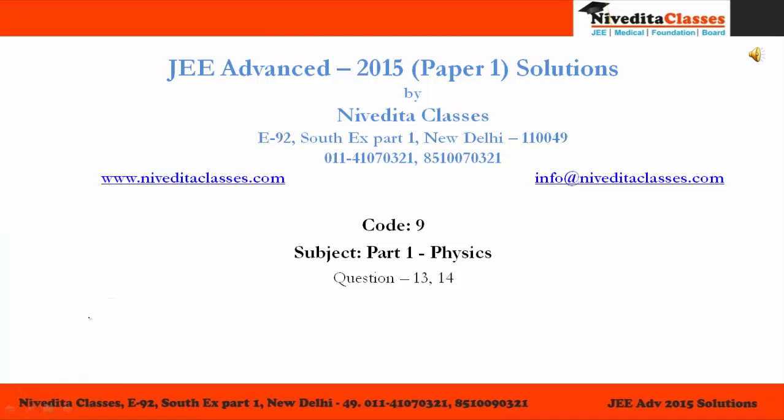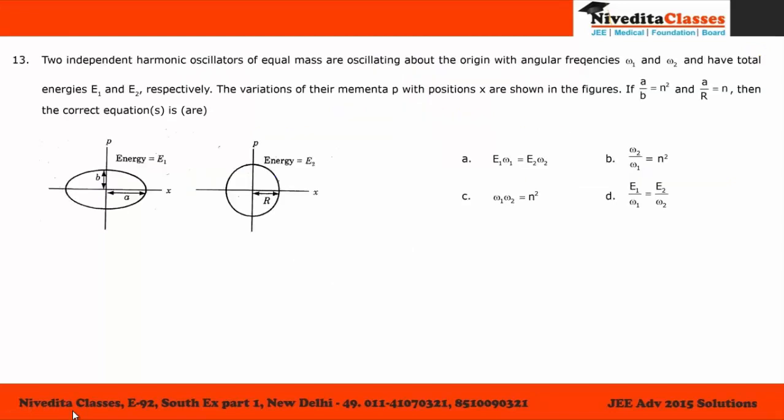Let us discuss question number 13 and 14 of Code 9 of Subject Physics of JEE Advanced 2015 Paper 1. In question 13, we are given two independent harmonic oscillators which have equal masses, and we are given the variation of their momentum with respect to their displacement from the mean position.